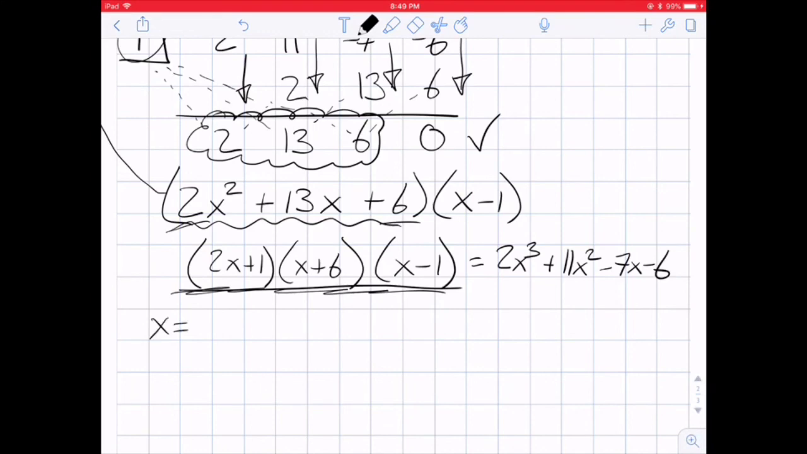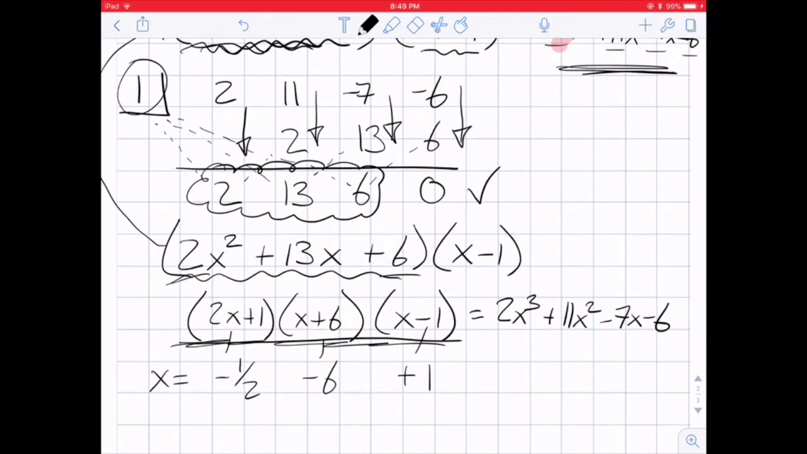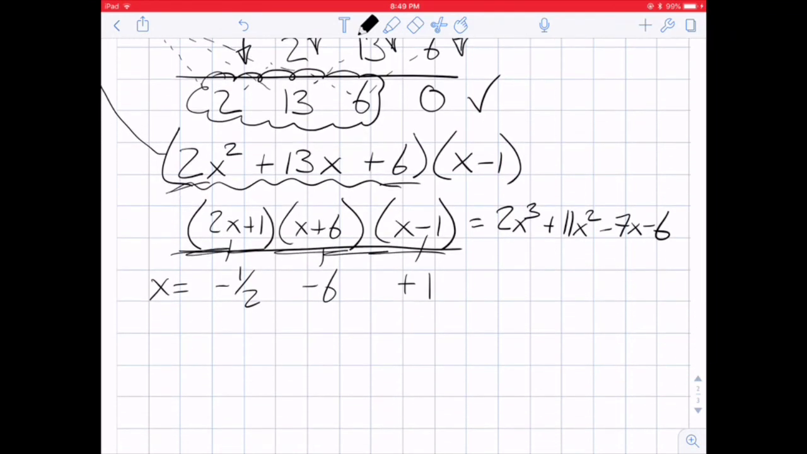So this is helping us to identify what the roots are. So x is a negative half from this factor, a negative 6 from this factor, and a positive 1 from that factor. The positive 1 we found by doing the synthetic division, and these others we were fortunate enough to be able to use our knowledge of algebra and our math skills to just come up with them without having to do the rational zeros theorem again.